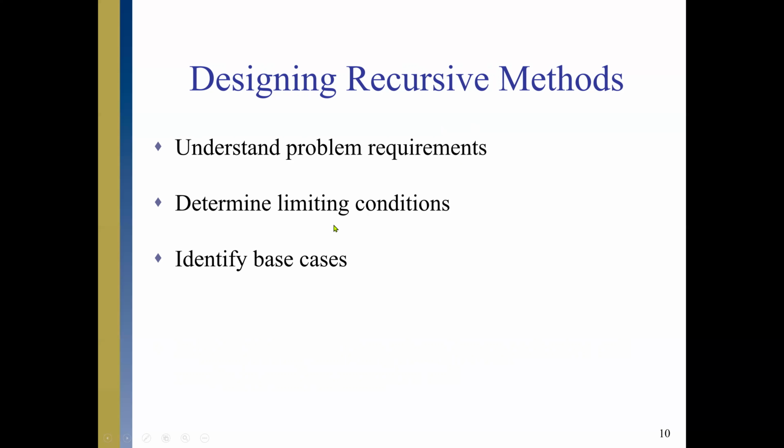And also we need to determine the limiting condition, because this will give us the idea of the base case, the smaller version of the problem. So after we understand the problem requirement and we know the limitation of the problem, then we need to identify our base cases. Very important, because the base case is what will stop the function not to call itself no more. So we understand the problem, then we understand the smallest unit.